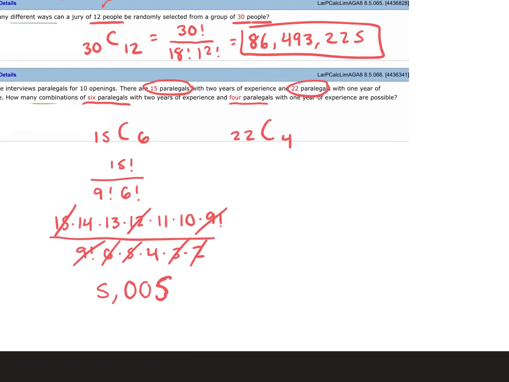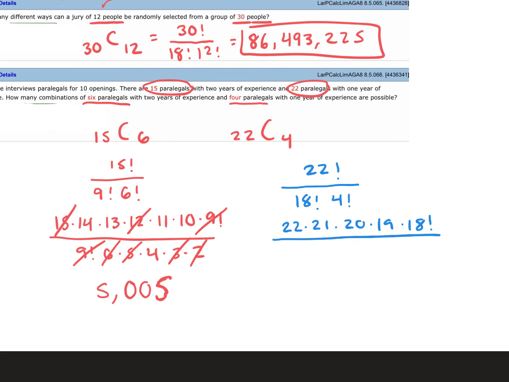We do the same thing again for our second one. So we have 22 factorial on the top. 22 minus 4 is 18 factorial times 4 factorial. So on the top we have 22 times 21 times 20 times 19 times 18. On the bottom we have 18 factorial, 4 times 3 times 2. Eighteens cancel.